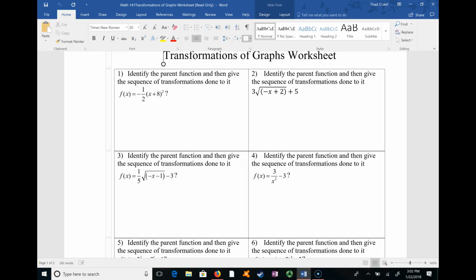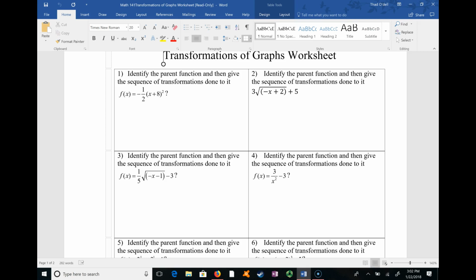So this is a video on applying the things we learned from that transformation grid that I showed in the last video. And really the best way to do this, because this worksheet is posted on Canvas, is I would say that you should maybe watch me go through a couple, and then pause the video, do the next couple, and then watch me work through it, and then pause the video, do the next couple, etc. So here we go. Start out with this, identify the parent function, and then give the sequence of the transformations done to it.